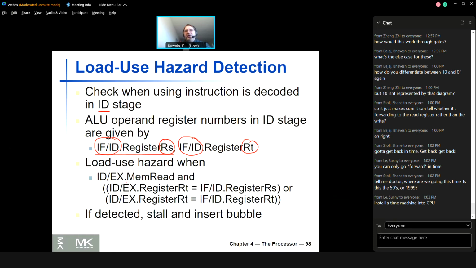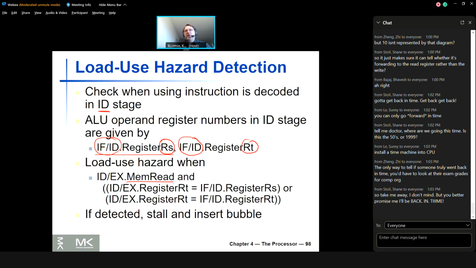When we are reading from memory, MemRead is true. This is a control signal. And when the RS register of the IF/ID stage is the same as the RT register of the ID/EX stage, or that same RT of ID/EX is the same as RT of the IF/ID stage, right? It looks like a foreign language, but it should make sense.